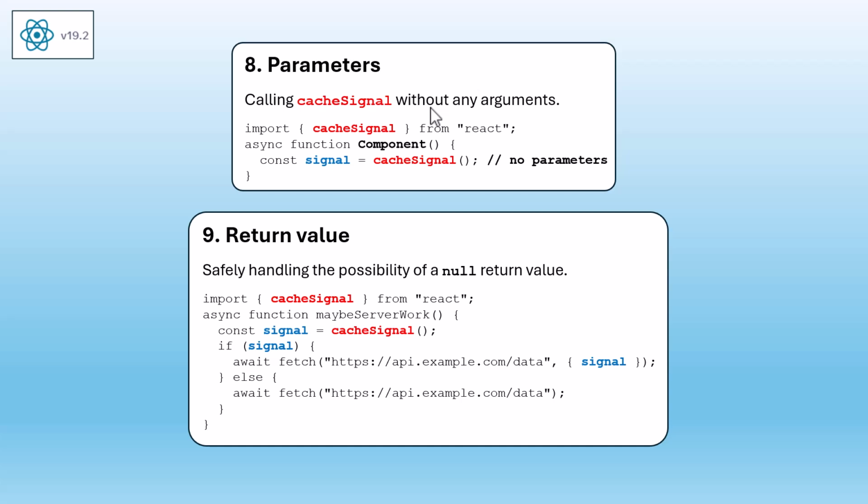8. Parameters. cacheSignal does not accept any parameters. Its behavior depends entirely on whether it is called during rendering and on the lifecycle of the current render. 9. Return value. When called during rendering on the server, cacheSignal returns an abort signal. When called outside rendering, or in environments where it is not supported, it returns null. This makes it safe to check and reason about in shared logic.